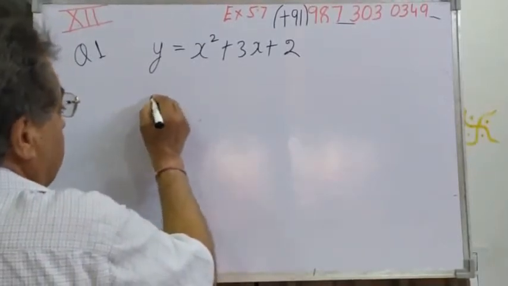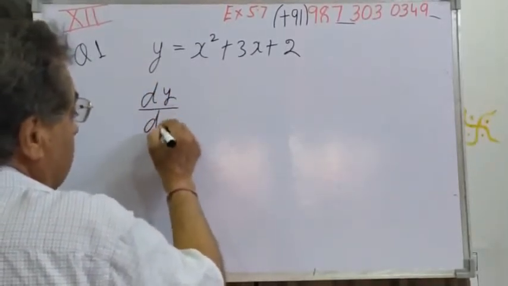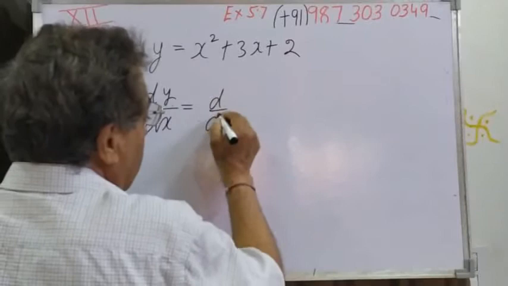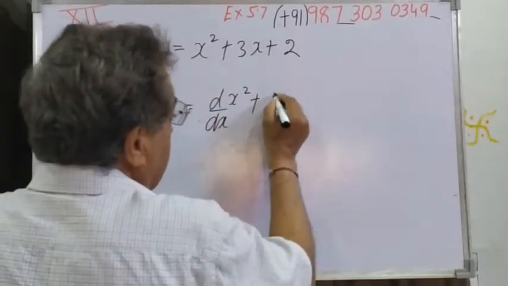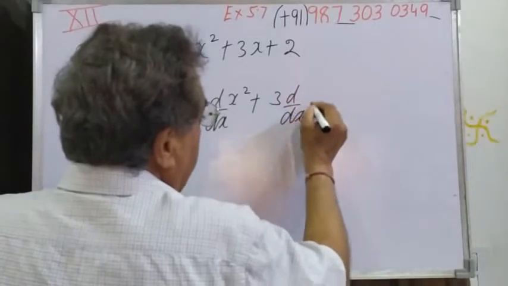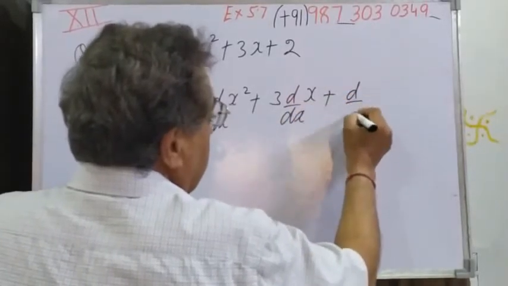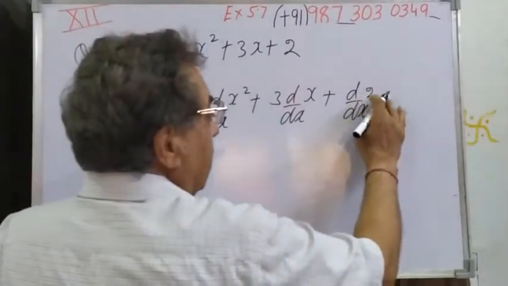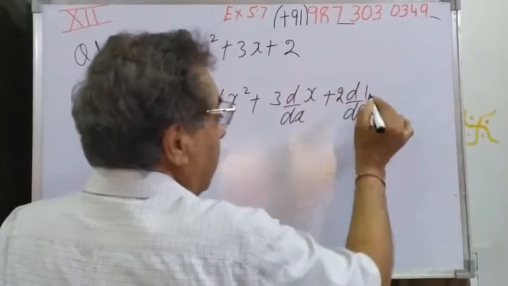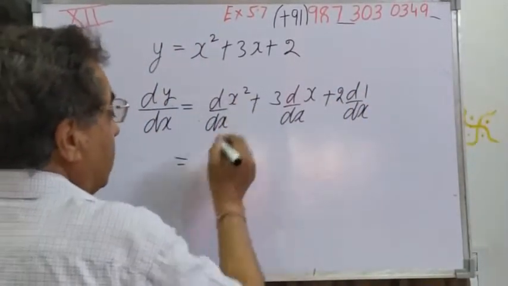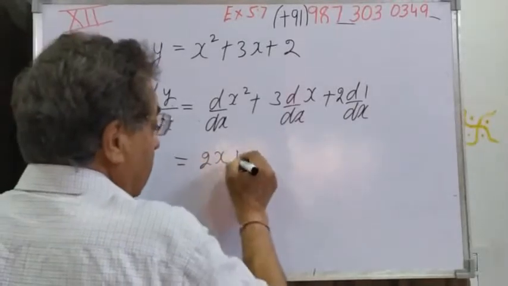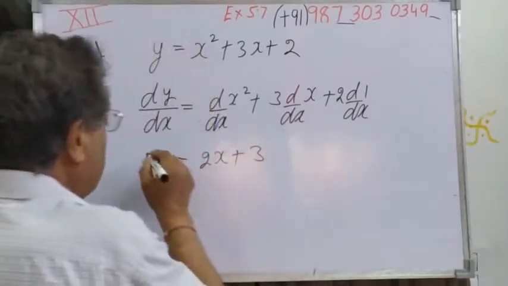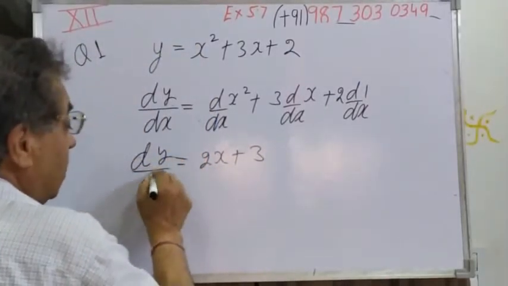Now I would differentiate it. That is dy upon dx, which is equal to d/dx of x square plus 3, d/dx of x plus d/dx of 2. That gives us x square derivative 2x, and x derivative 1, and for the constant 2, that is 0. So this is our first derivative.